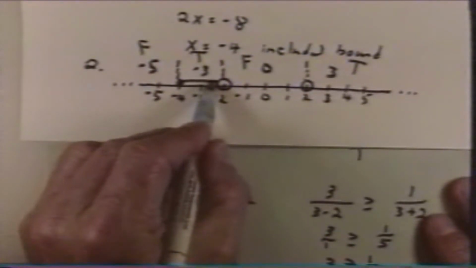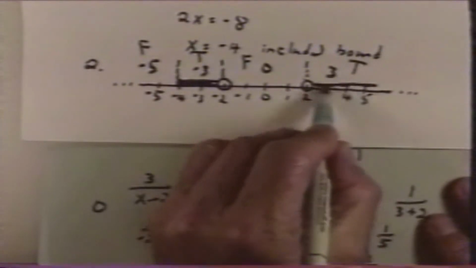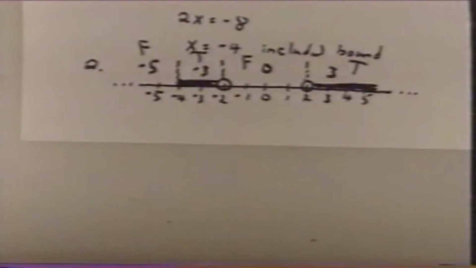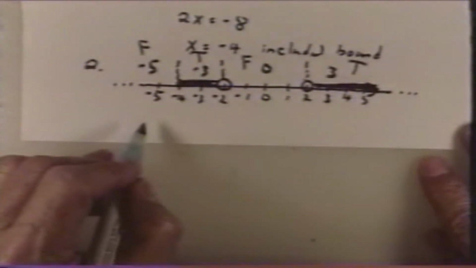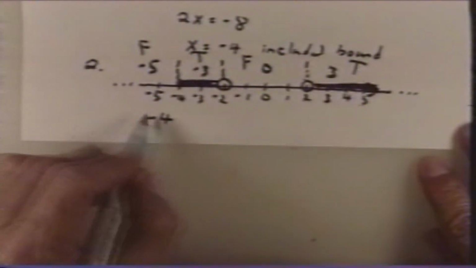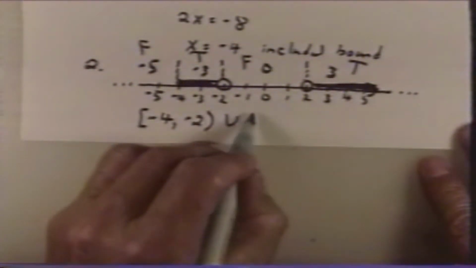And step 4 says shade where you have true. So there's my solution. I can write it in interval notation as starting at negative 4 and including it, and going to negative 2, but don't include negative 2. Union, start back at 2 and go forever.